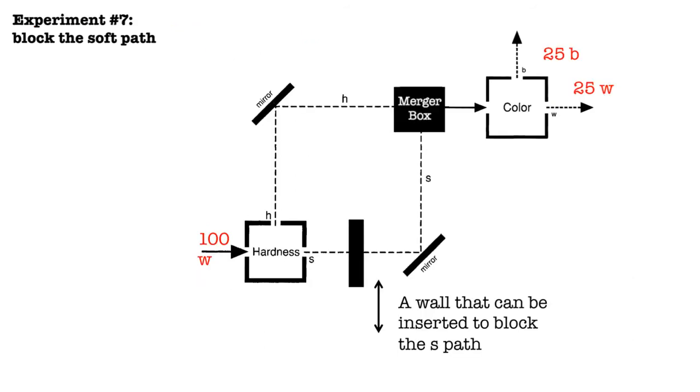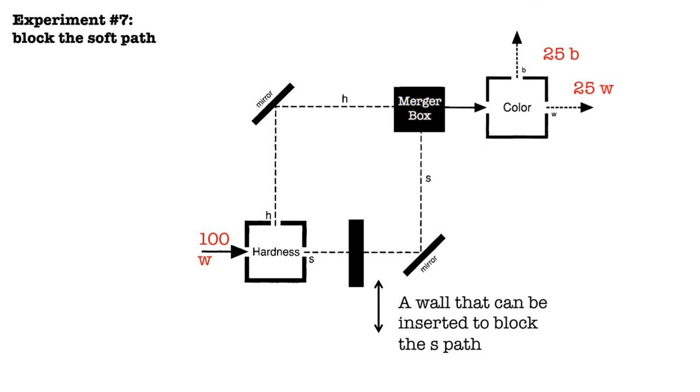So to try and get at the underlying reasoning behind the various explanations, let's make a modification to experiment 6. In experiment 6, we had 100 white electrons into the hardness interferometer, measured color, and we found it was 0 blue, 100 white. This time, we're going to insert some blockage in the soft path of the interferometer. What does that mean? If an electron were to exit the soft port, it would be absorbed and it would never make it even to the final color interferometer.